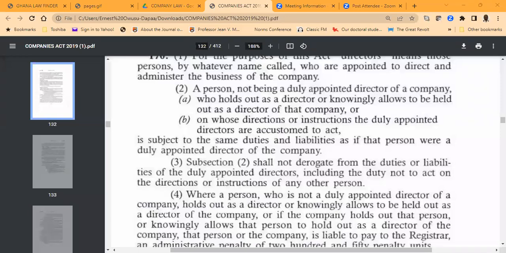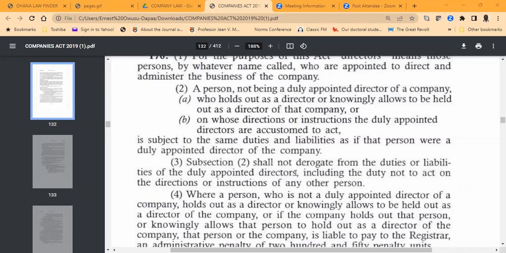Commodore versus Fruit Supply Ghana Limited, 1977, GLR 241. So Commodore against Fruit Supply Ghana Limited, 1977, Ghana Law Report 241.